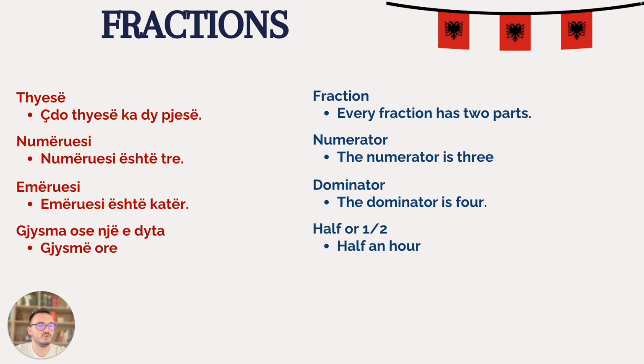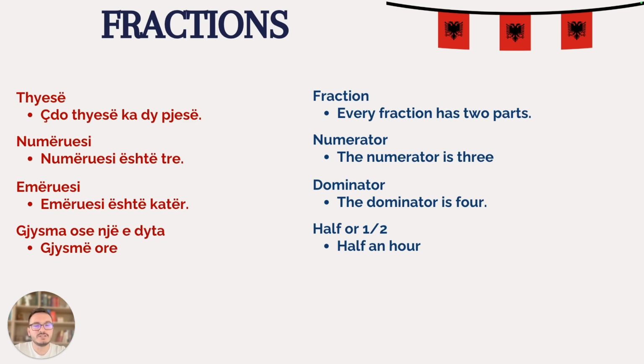Numëruesi, the numerator. Numëruesi është 3. The numerator is 3, for example. Then emëruesi, the denominator. For example, emëruesi është 4. The denominator is 4.